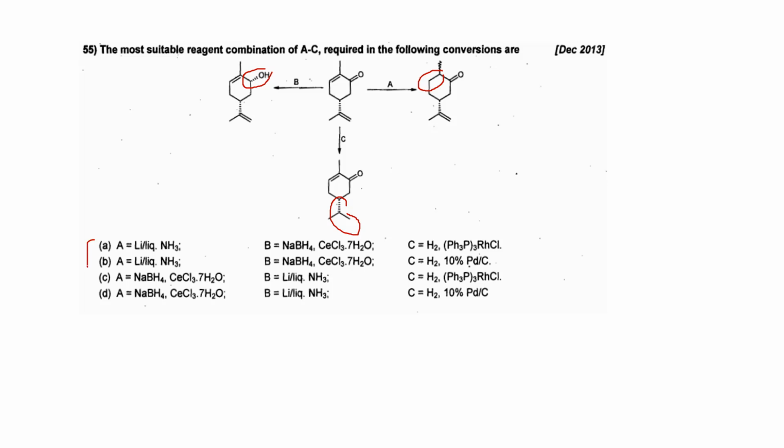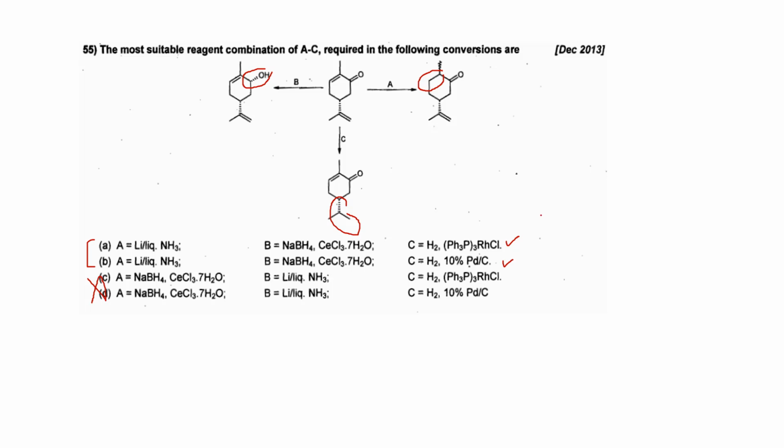So the correct option will be between A and B. Now for B, to selectively reduce the alpha beta unsaturated carbonyl compound, we usually use the NaBH4 series. In both of the cases they use NaBH4. The last reagent will decide the product. So in the last reagent this external double bond gets reduced. So the first one is the Wilkinson reagent and the second one is the simple hydropalladation.